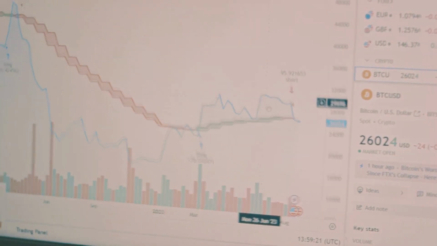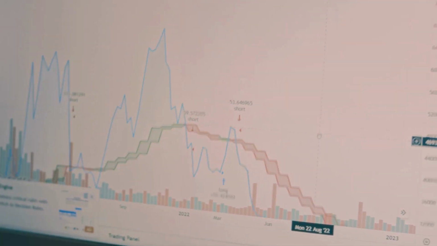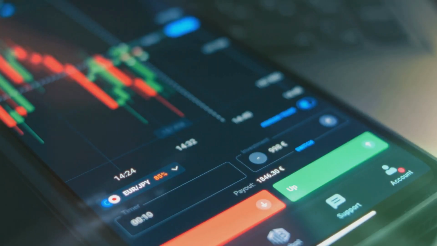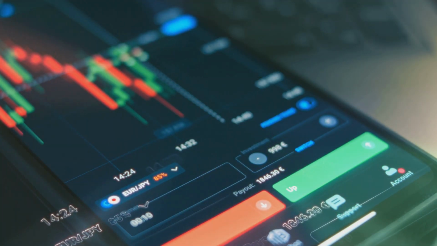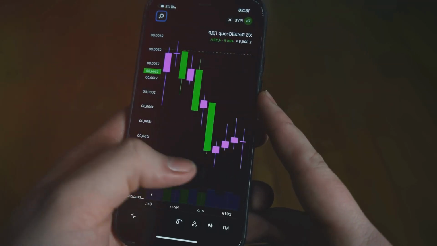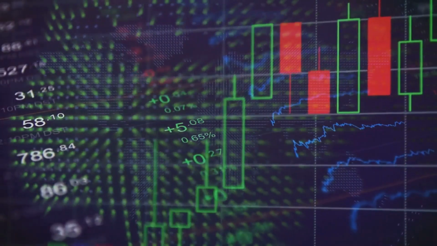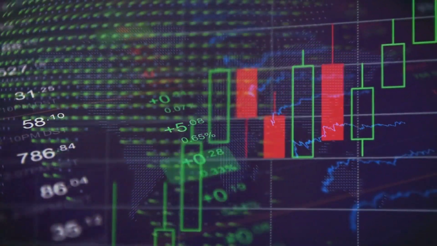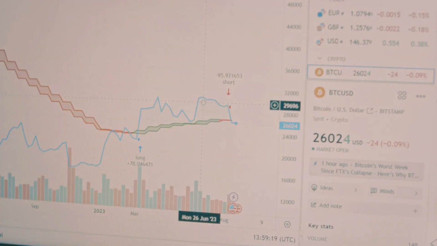Histogram. The MACD histogram helps visualize the difference between the MACD line and the signal line. Positive histogram. When the histogram is positive, meaning the MACD line is above the signal line, it suggests upward momentum. Negative histogram. When the histogram is negative, meaning the MACD line is below the signal line, it signals downward momentum.